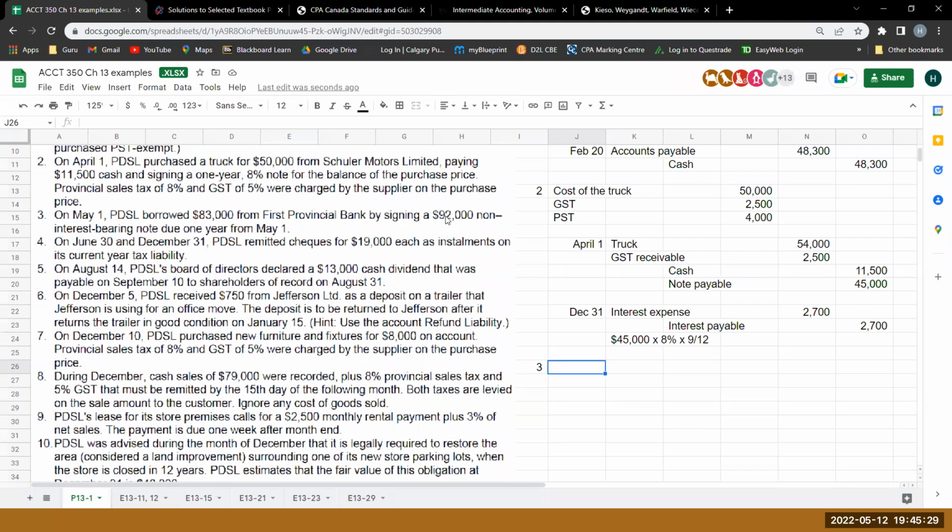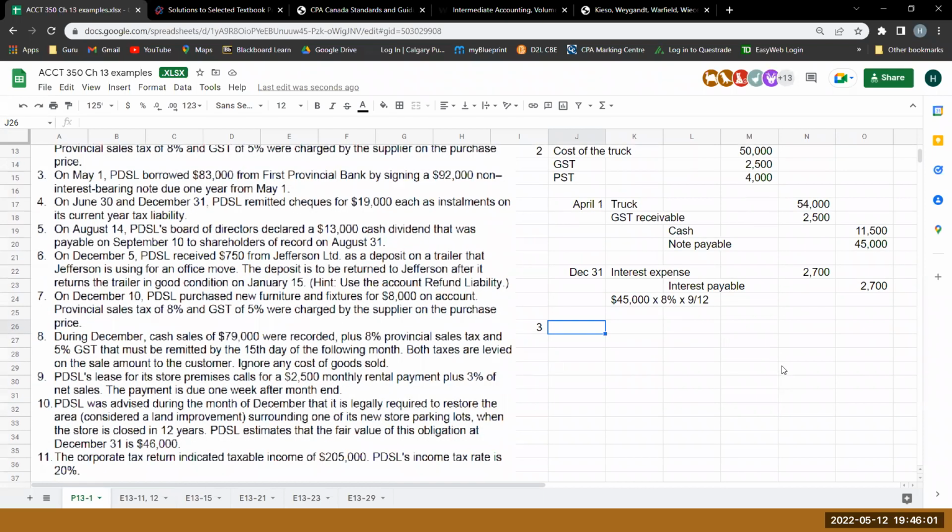The difference between the face value of the note, 92,000, and the amount that we actually got from the bank, 83,000, the difference of $9,000 is basically the interest. So when they say it's a non-interest bearing note, keep in mind there's no such thing as a free lunch. There's no such thing as a zero interest note. You might not have to make interest payments on the note, but that doesn't mean there is no interest, right? So that's one of the first things you got to keep in mind.